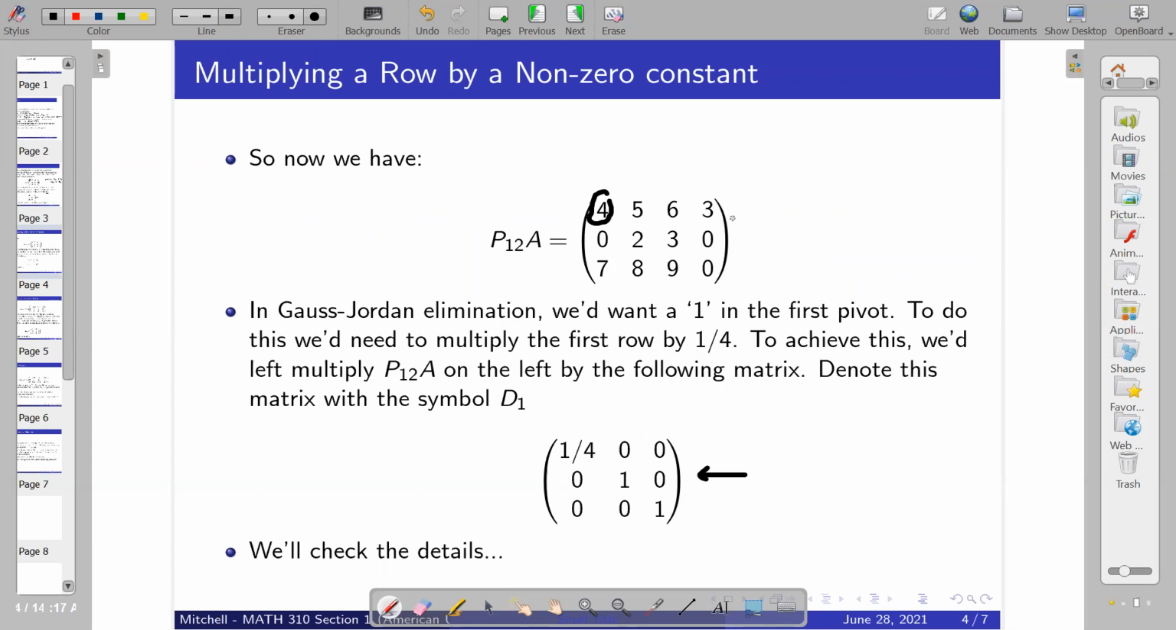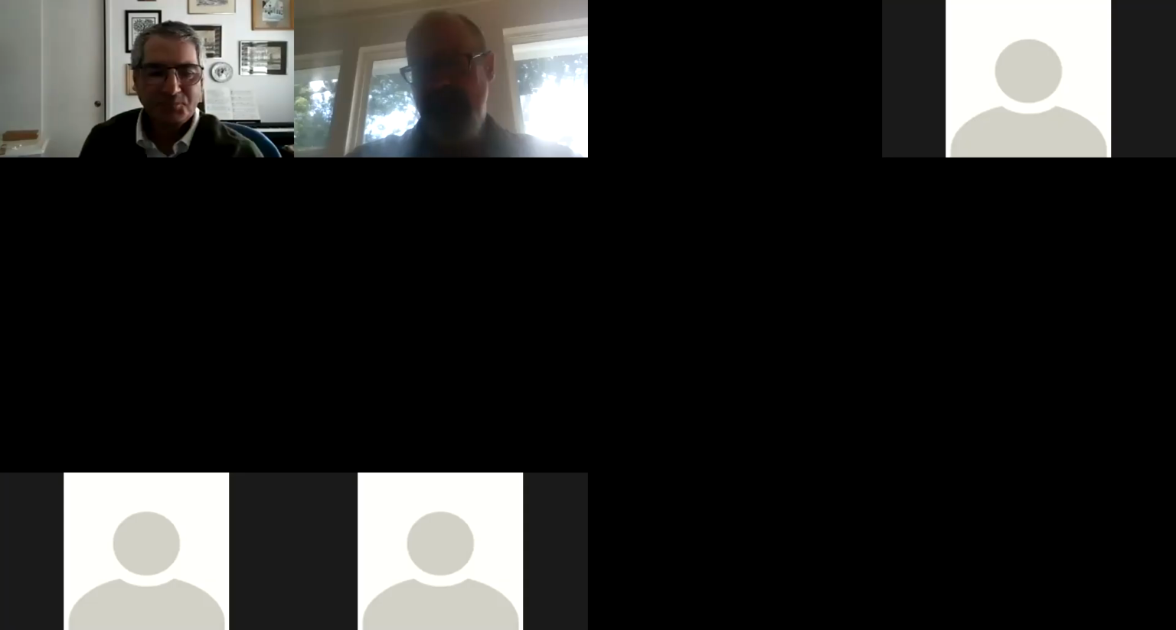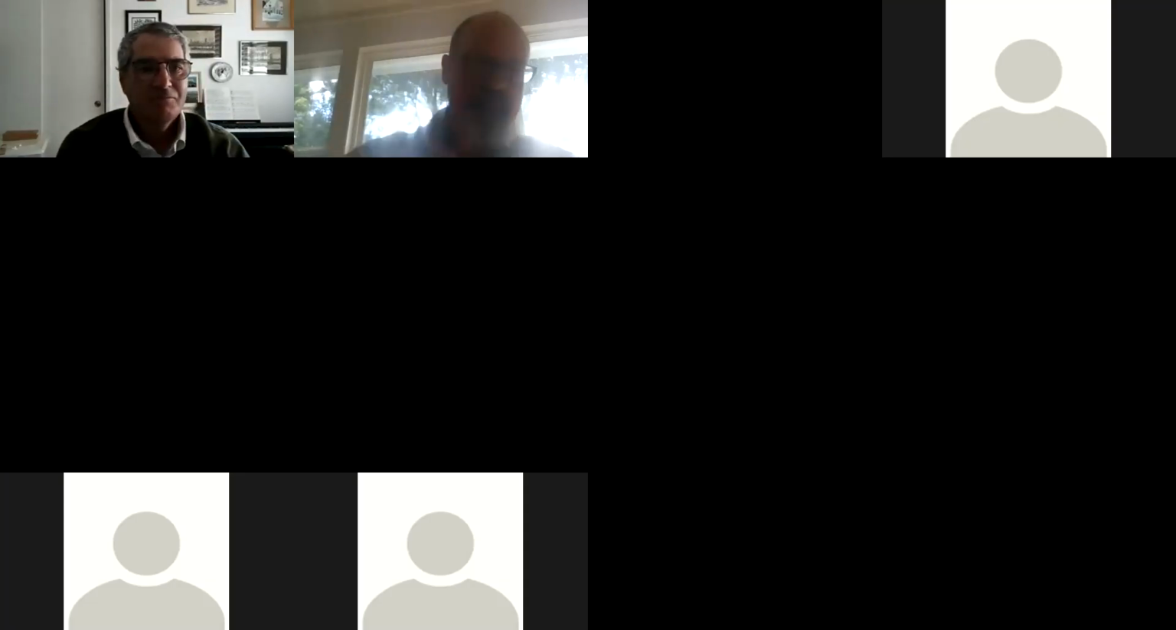It's probably something we might take a minute or two to do. Probably not that hard to see, but it's worthwhile checking the detail. So it's about 10:17; take 3 minutes to do it. Take that matrix D, multiply P12A on the left by D. Just notice what happens.